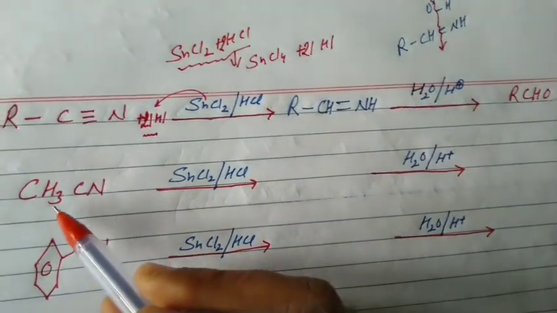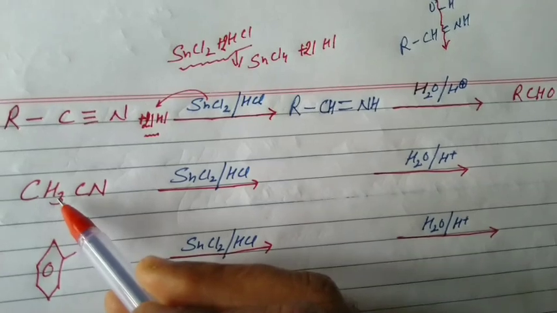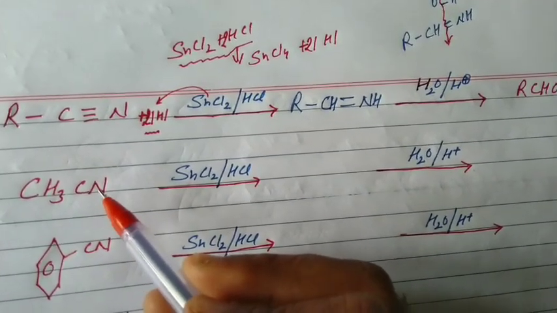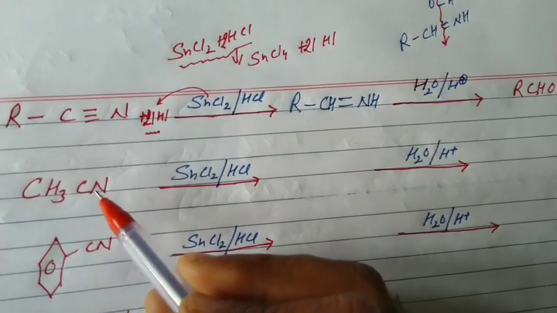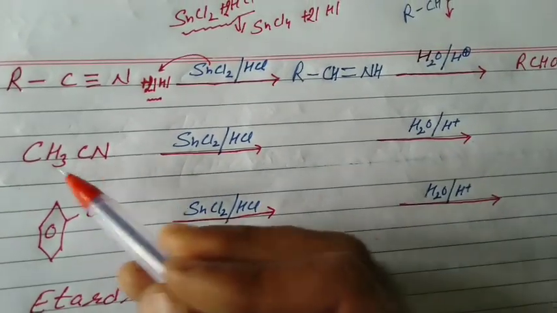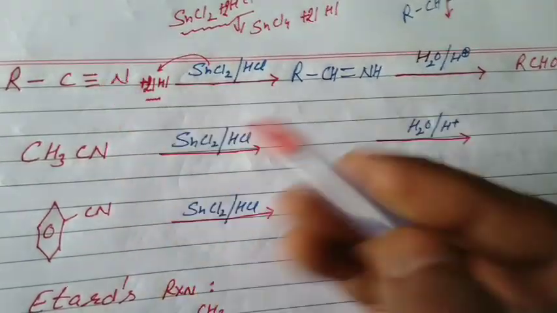Now we are doing it with methyl cyanide. Cyanides are also called nitriles according to the IUPAC name. Ethane nitrile is its IUPAC name and methyl cyanide is its common name. It is Stephen's reduction reaction. What happens in it? Aldehydes are prepared from alkyl cyanides. In cyanides there is a triple bond, students.